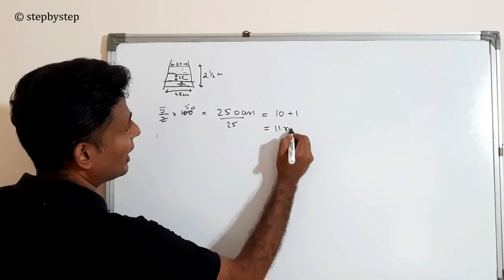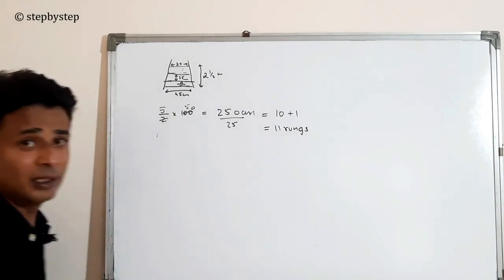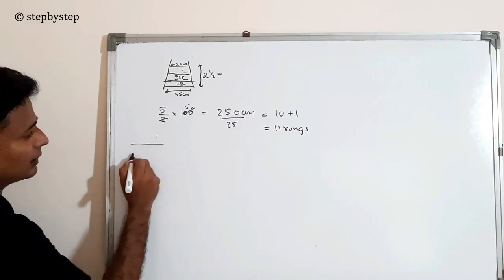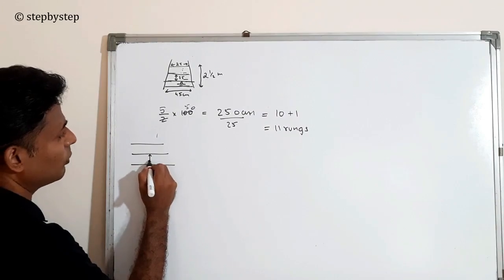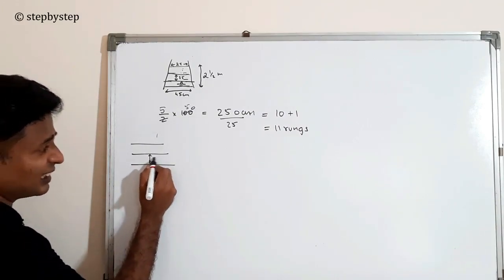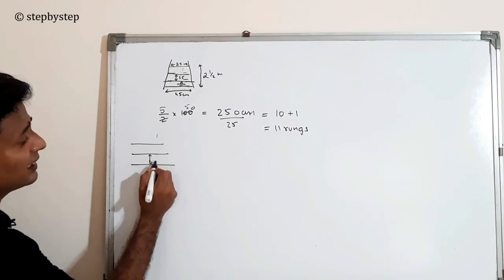So there are actually 11 rungs. Why? I will explain separately. See, these are the rungs. Now, if the answer was 1, this is the space that we are getting, but how many rungs are there?